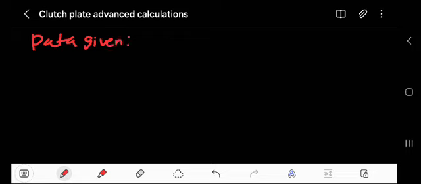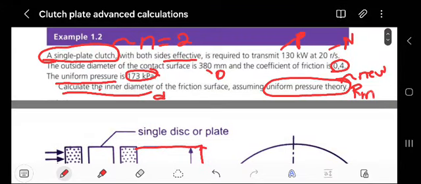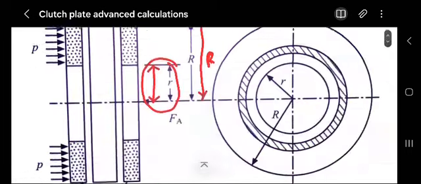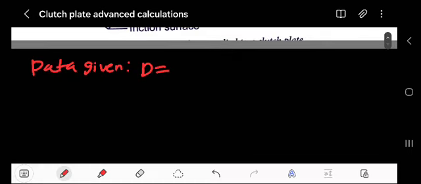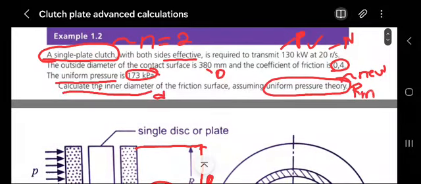We are given the diameter D. Okay, we've been given power. Let me take it step by step. Power is equal to 130 kilowatts, and then n is 20 revolutions per second. Here, as you can see there.